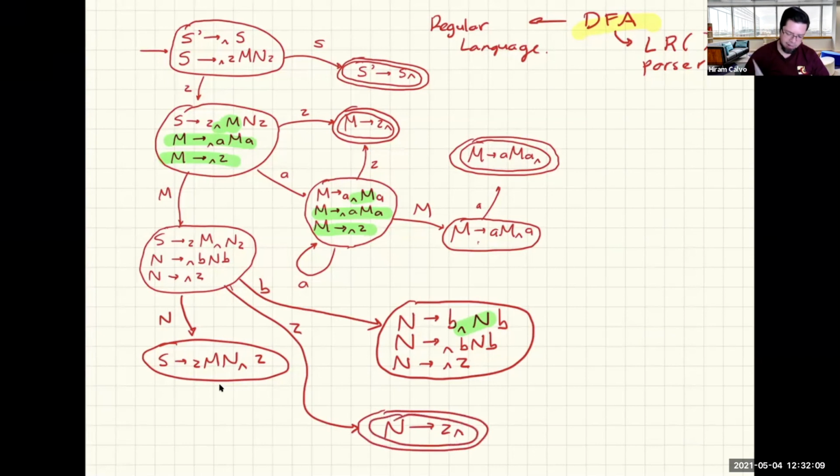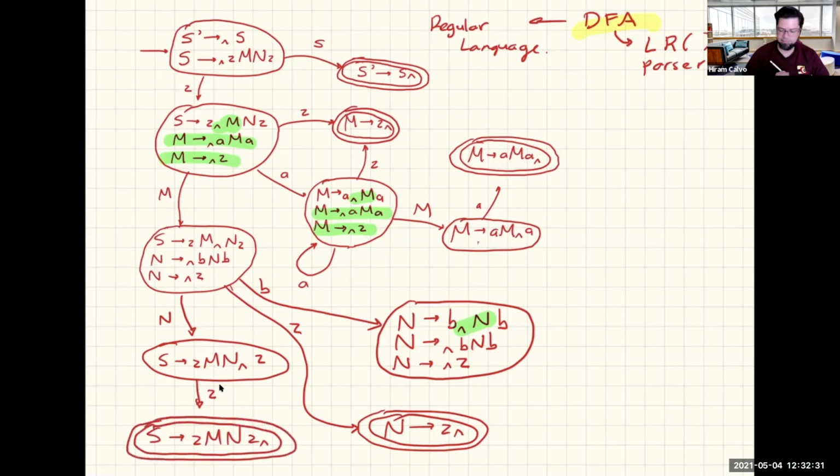That's it. Very good. So now let's finish this one because it's very easy. We just need to move the cursor to the last position by moving through Z, and we will have Z, M, N, Z cursor. And again, this is a final form, and thus is an accept state.